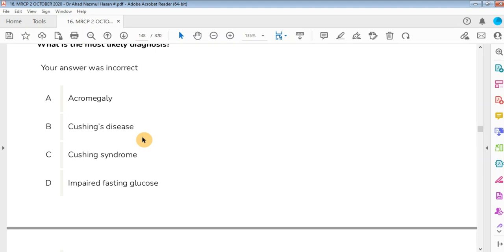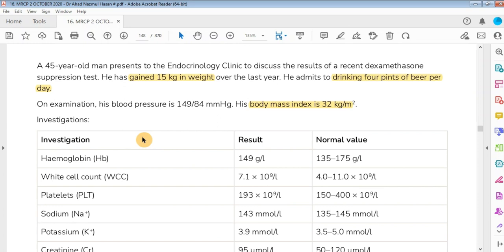What is the most likely diagnosis? Acromegaly, Cushing disease, Cushing syndrome, impaired fasting glucose, type 2 diabetes. A 45-year-old man presents to the endocrinology clinic to discuss the results of a recent dexamethasone suppression test. He has gained 15 kg in weight over the last year. He admits to drinking 4 pints of beer per day.